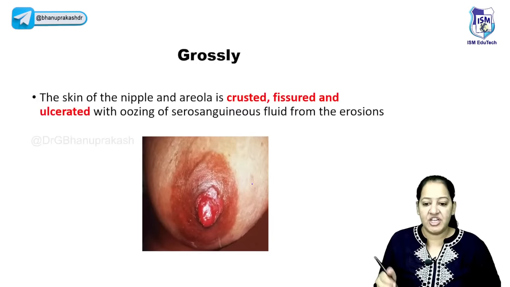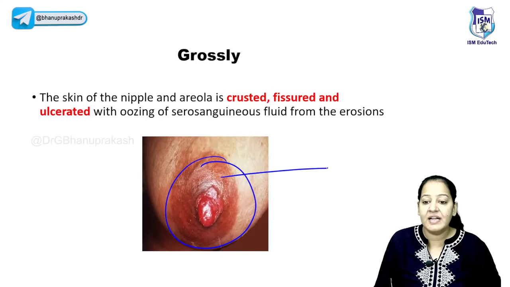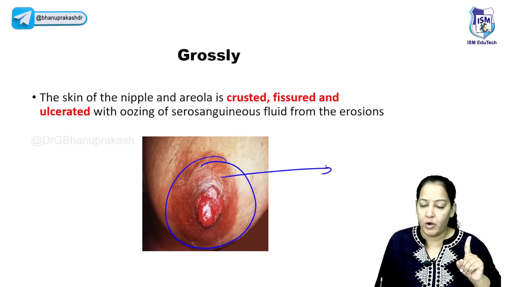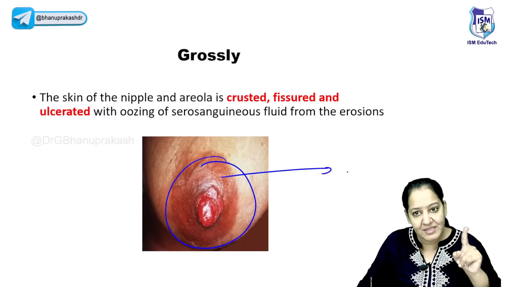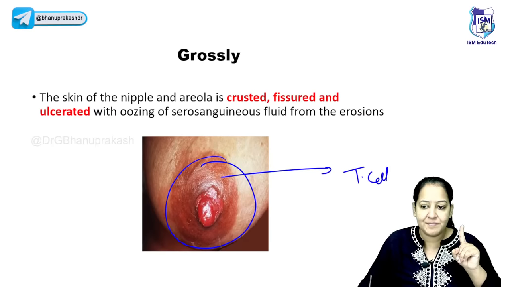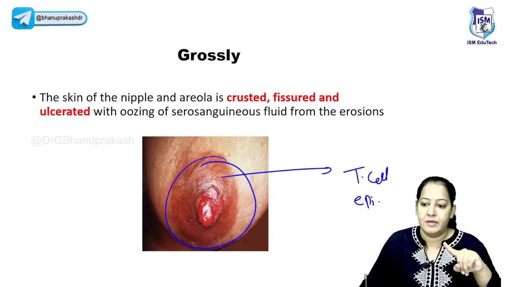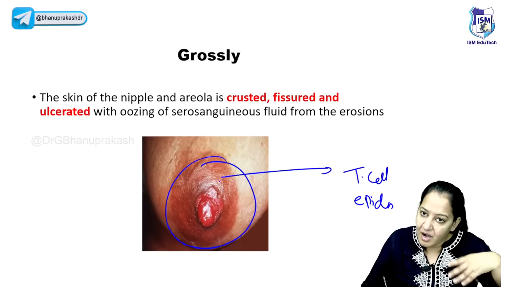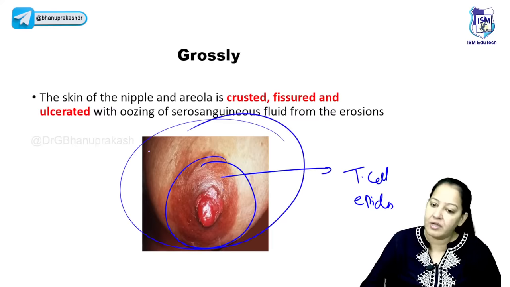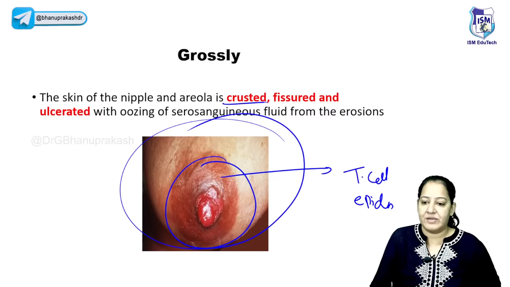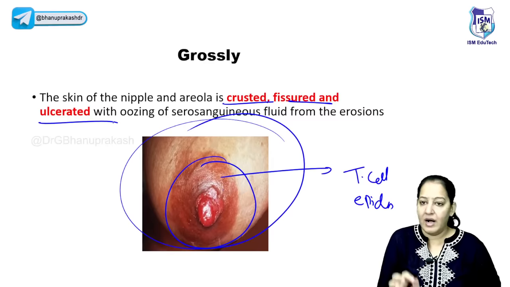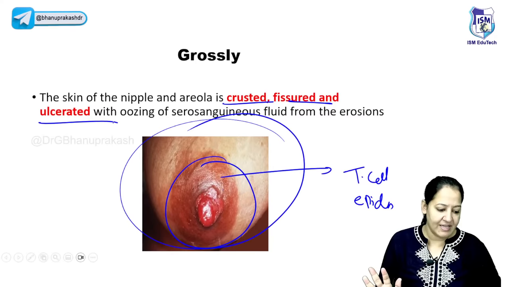So the patient feels she may have a skin disorder of the nipple. But this is not a skin or dermatological disease. Here the epidermis contains the tumor cell. The tumor cells are present in the epidermis of the nipple. But it represents an underlying cancer. So always look for the underlying cancer in case the patient is presenting with a nipple that is crusted, fissured and ulcerated, with oozing of blood. I guess everyone got it.